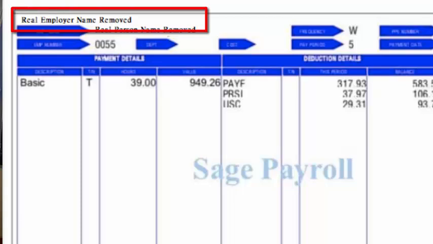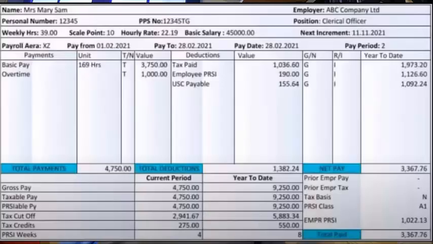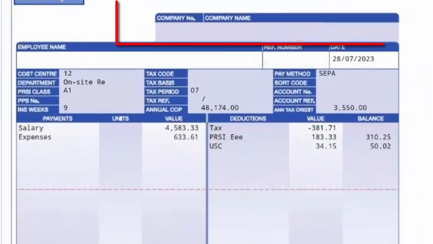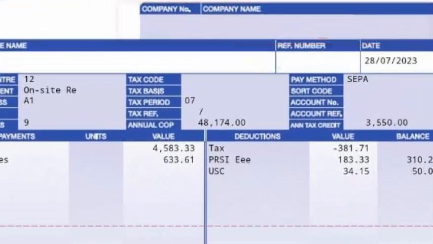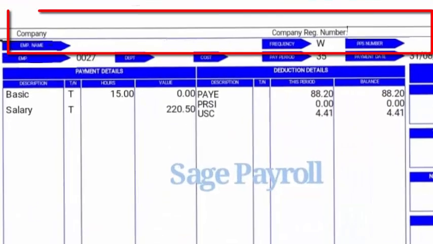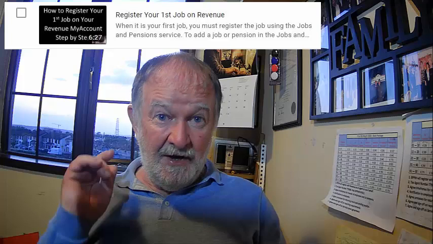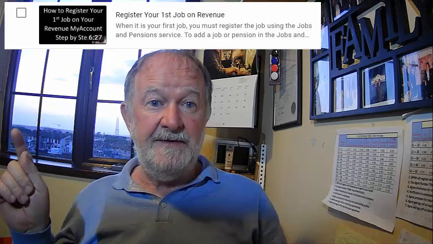Your employer's name and registration number. The company name may appear, but very rarely does the employer registration number. The time when this would be useful to know is when you start your first employment and you need to register for the first employment with Revenue. We have a step-by-step video here on our channel called How to Register Your First Employment.